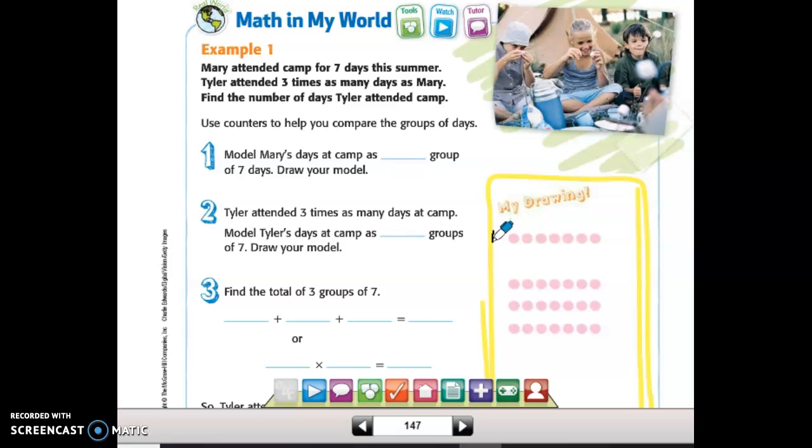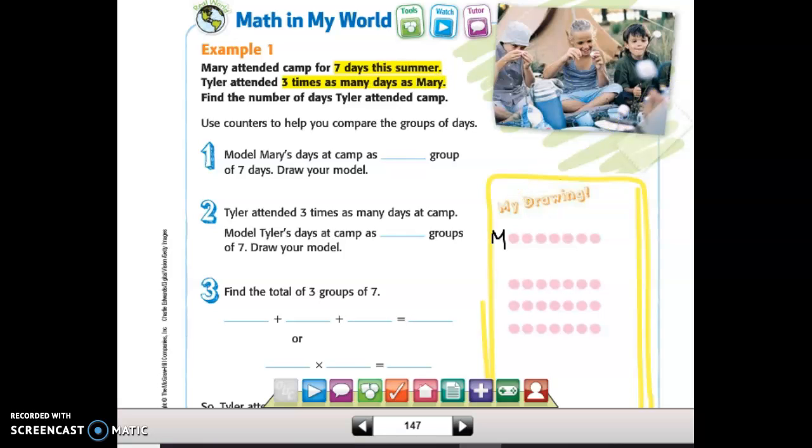This is Mary's number of days she's attended. And you can see 1, 2, 3, 4, 5, 6, 7 matches the 7 days that she was in camp this summer. The other piece of information we need is that Tyler attended 3 times as many days as Mary.